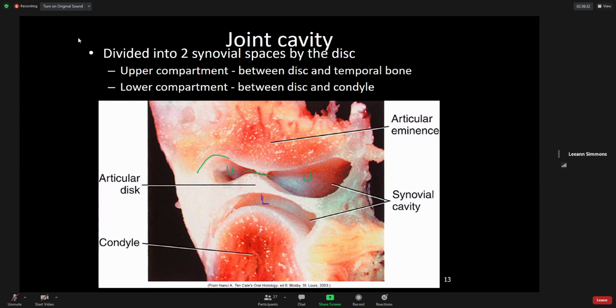So the upper compartment lies between the superior surface of this meniscus or disc and the mandibular fossa or articular eminence of the temporal bone. Okay, the lower compartment is between the disc and the condyle. And this is important because there's different things that happen in these different locations as we open our jaw. But it is filled with synovial fluid to lubricate things.